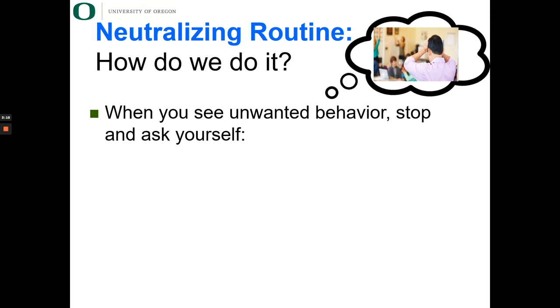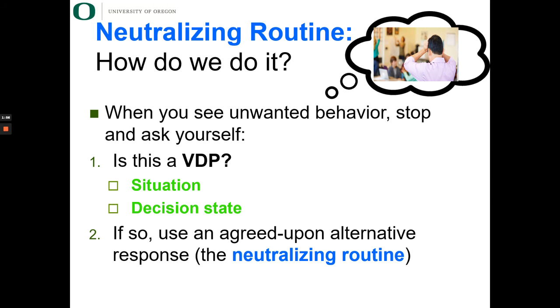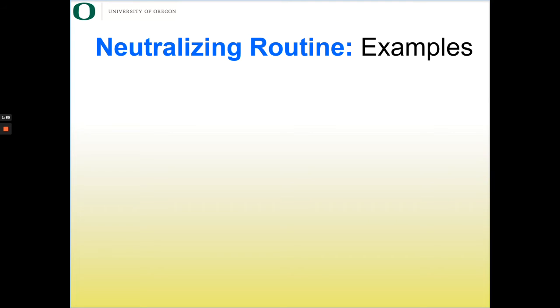How do we do it? When we see unwanted student behavior, we need to stop and ask ourselves, first of all, is this a VDP? Is this predictably a situation that's harder for me, or am I finding myself in a decision state that's going to make it harder for me to respond positively to a student? If so, I have an agreed upon neutralizing routine that I can call upon.